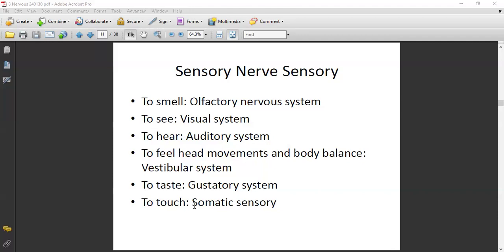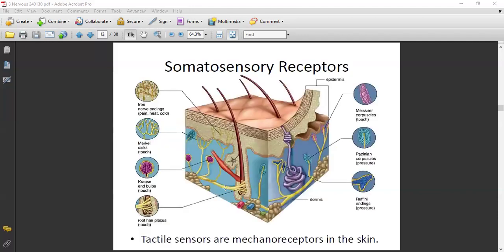Yeah. So let's begin by looking into the very first one. What is the very first one? Ta-da! The first one, somatic sensory, skin.